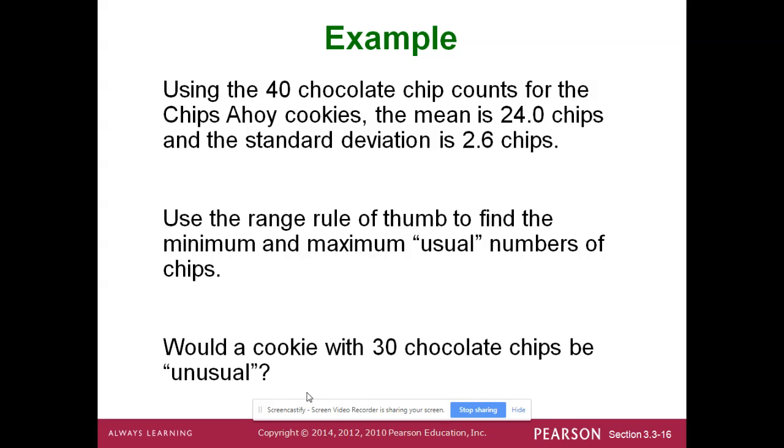So to find the minimum usual, we're taking 24 minus 2 times that standard deviation. And that's going to get us a minimum usual value. For the maximum usual, taking 24 plus 2 times 2.6. 5.2, so 24 minus 5.2 would be 18.8.